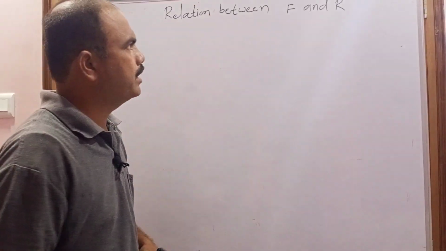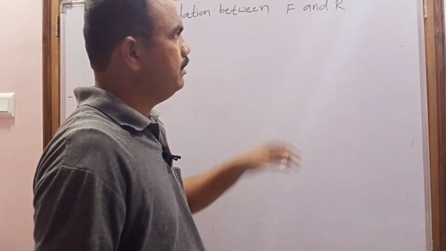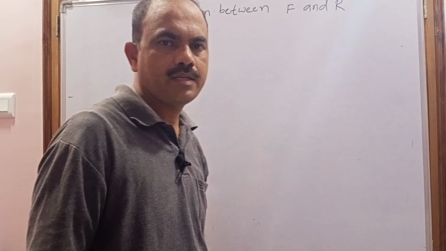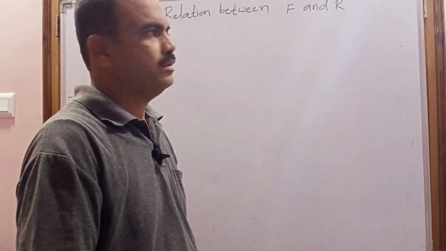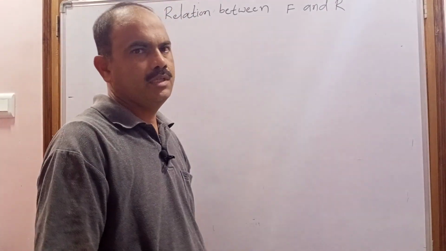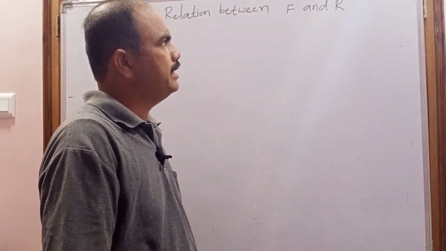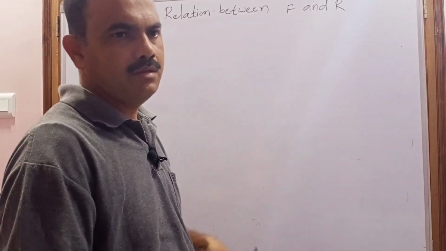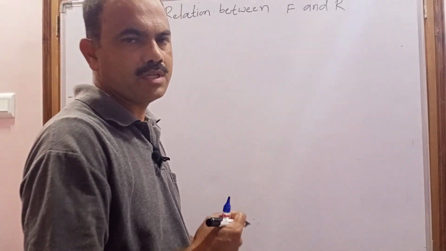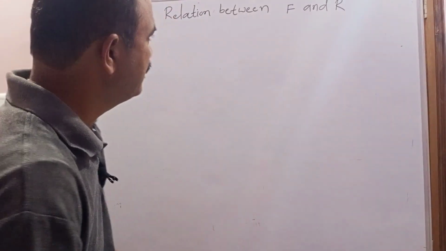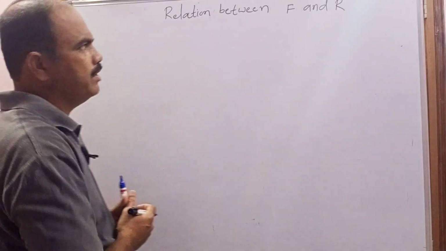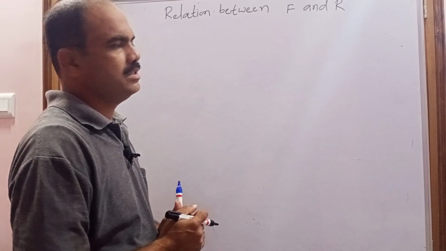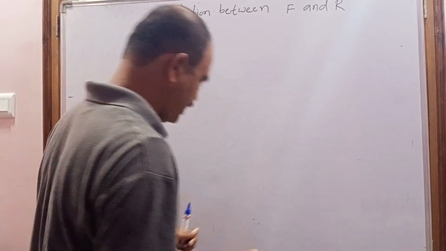So today my topic is the relation between the focal length and radius of curvature. We are going to derive the relation between the focal length and radius of curvature. After that, we are going to learn the sign convention in mirrors. To derive the relation, I am taking a concave mirror.